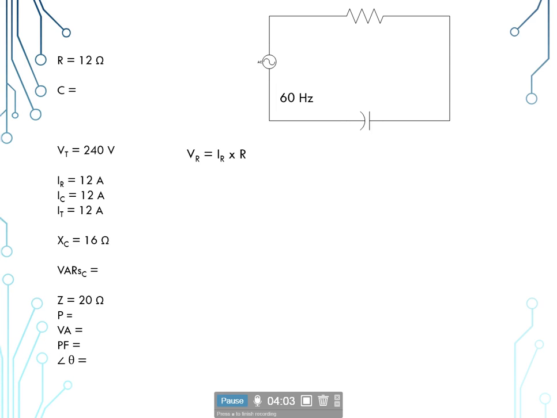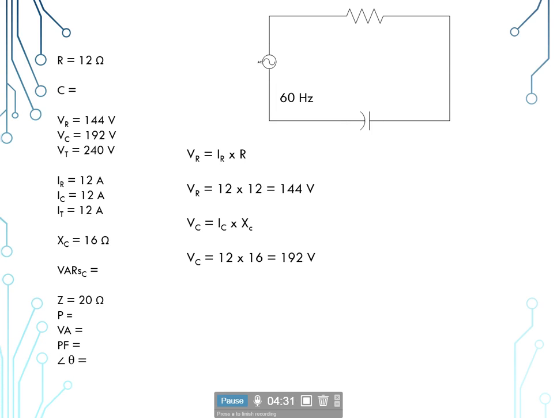And now we're going to be looking for our voltage drop. So the voltage drop at the resistance is I sub R times R. And so we have the current of 12 amps times the resistance of 12 ohms, giving us a 144 volt drop at the resistor. V sub C is going to be equal to I sub C times X sub C. So our 12 amps times 16 gives us 192 volts.